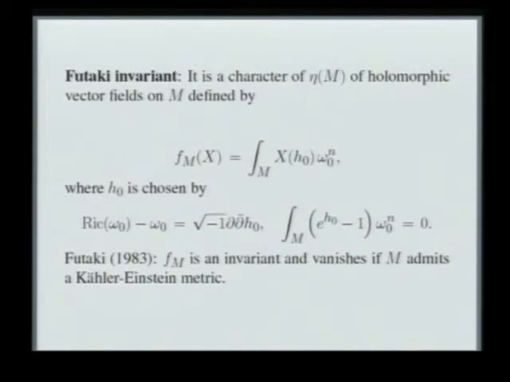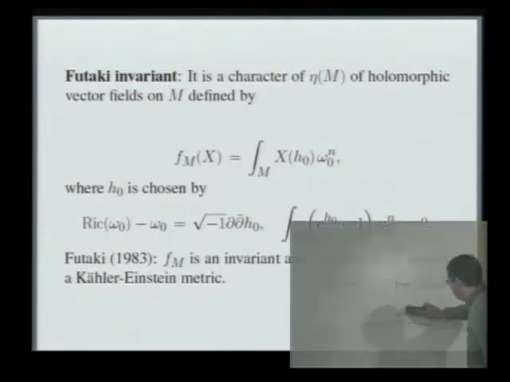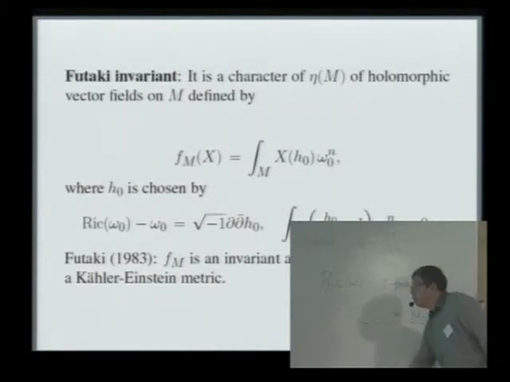So let's see the Futaki invariant. It is a character of the algebra of holomorphic vector fields on M. It is defined this way. You take omega 0, any Kähler metric with this condition here. So this time lambda is 1 now. From now on lambda is just 1.